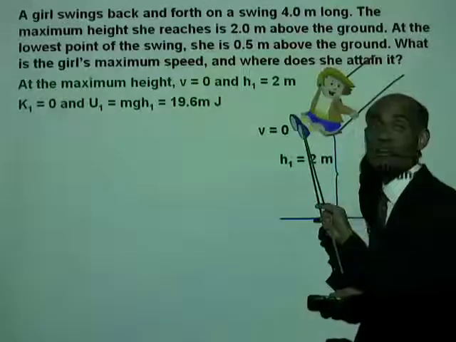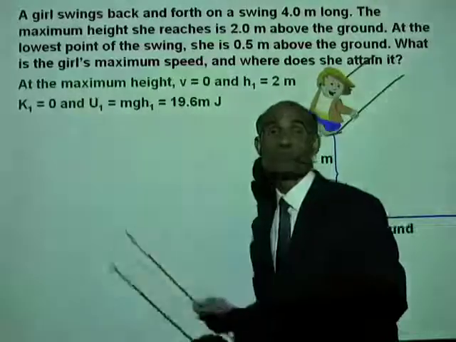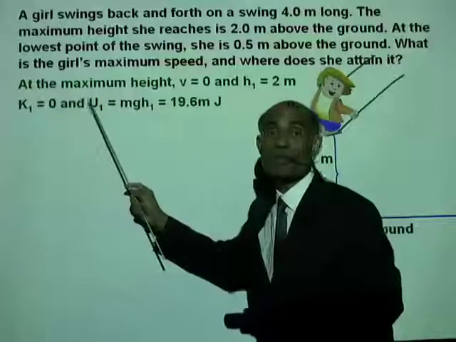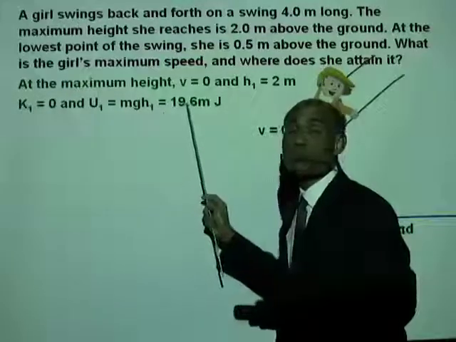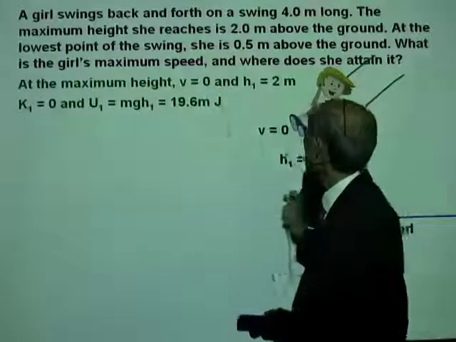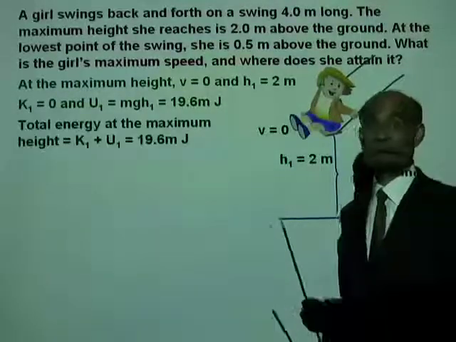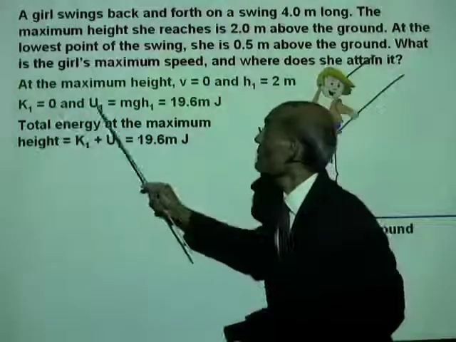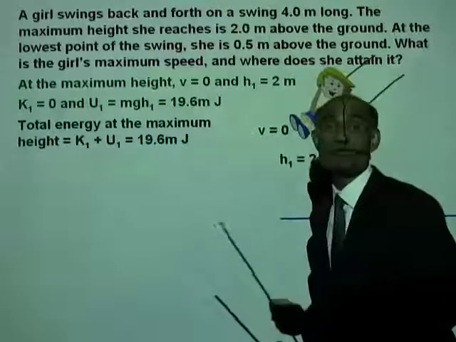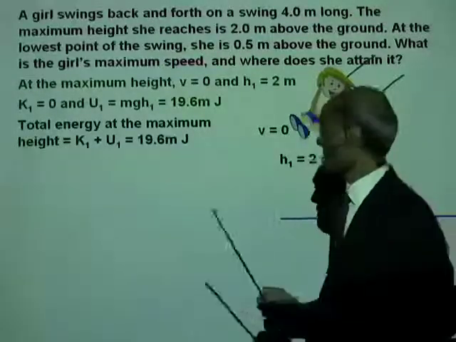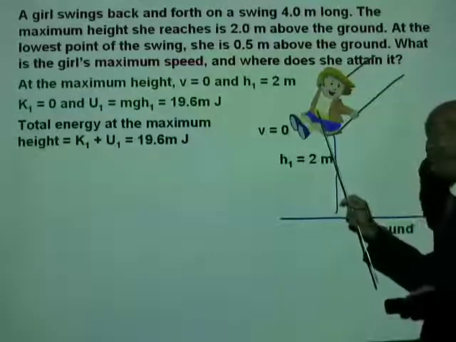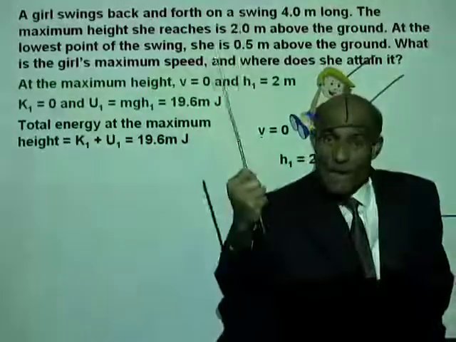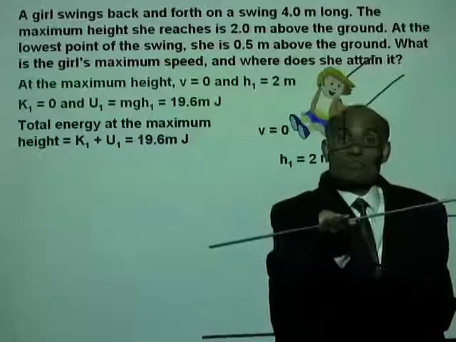What is the kinetic energy at this position? Kinetic energy equals 0. So we say at this position K1 equals 0, U1 equals 19.6 m joules, where m is the mass of the girl. The total energy at the maximum height is K1 plus U1, that will be 19.6 m joules. Okay, what happens? This potential energy is now going to change to kinetic energy. She's going to fall back to the equilibrium position.